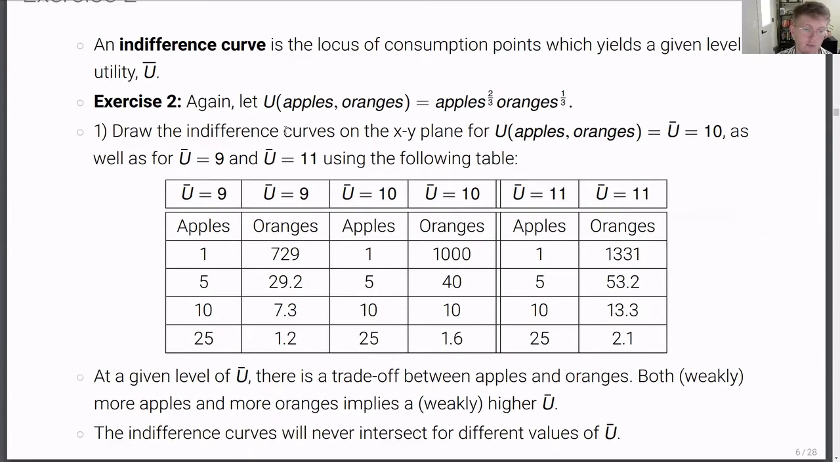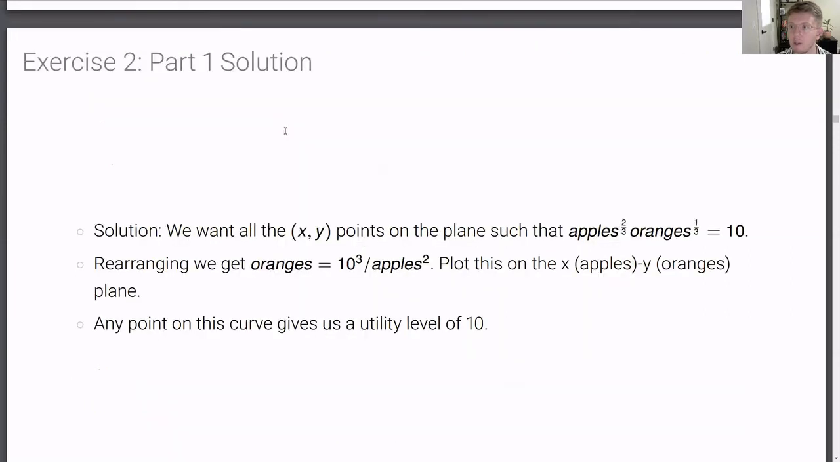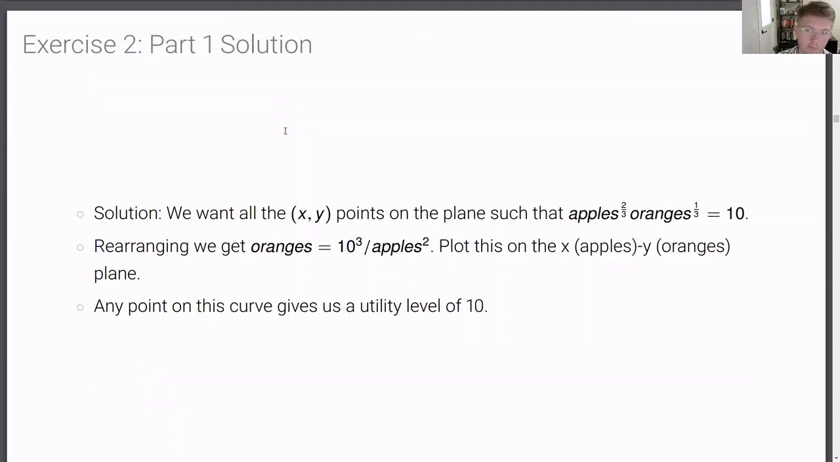And then notice that the indifference curves will never intersect for different levels of U. So it can't be that I can have the same combination of goods that gives me a utility of 9 and of 10. So every consumption bundle is going to give one unique utility value. Otherwise, we would be very confused as to what utility we would assign ourselves for any given consumption bundle.